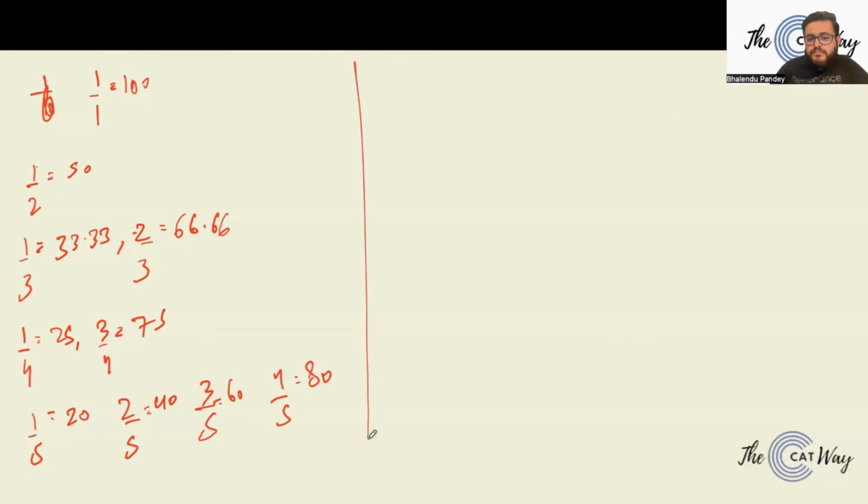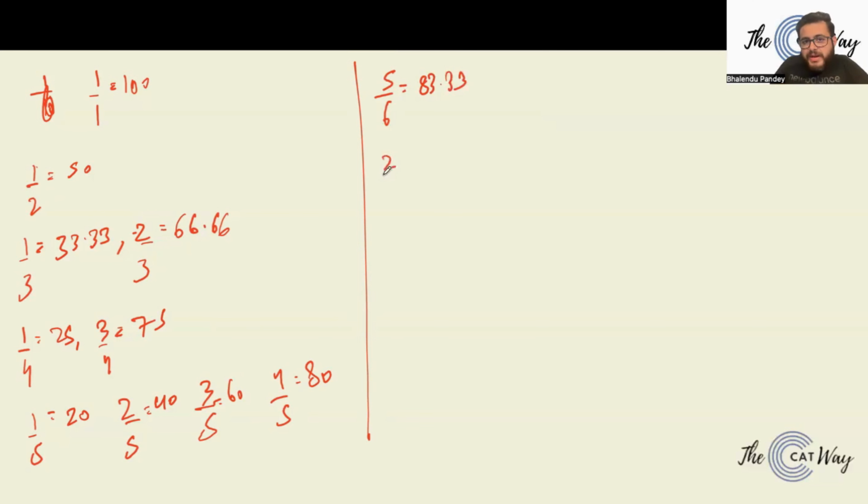Correct? 1 by 6 पे 16.66 we know. 2 by 6 is 1 by 3, so it becomes equal to 33.33. 3 by 6 is 1 by 2, so that also becomes equal to 1 by 2. 4 by 6 is 2 by 3, so we have already covered that. 5 by 6 is one value that you have to remember, that is 83.33%.